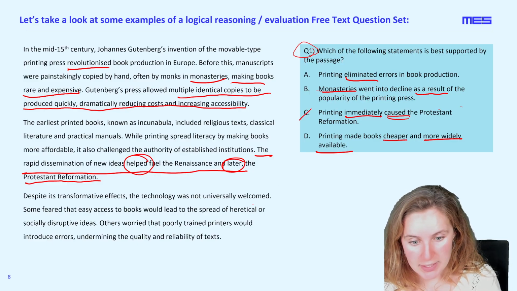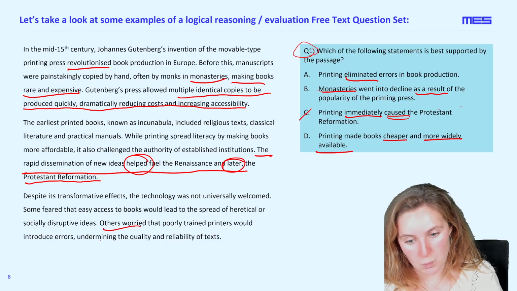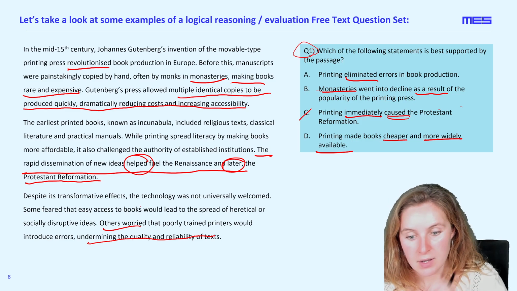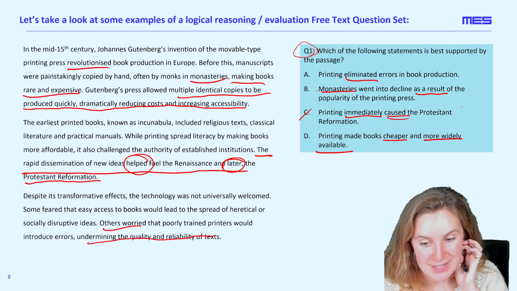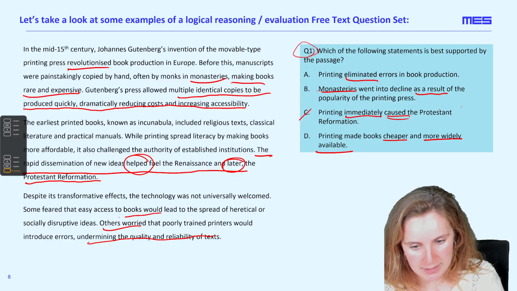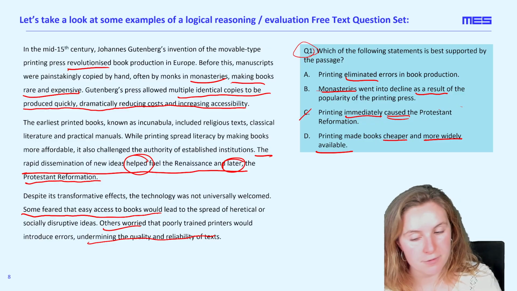And let's keep reading. And I can't see any other key words there other than this worry about the quality of books. But that's not about the accessibility. Here we see access, but it's again fears and worries and not facts.